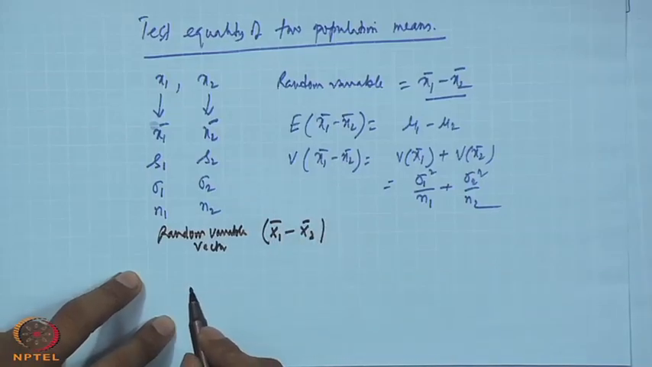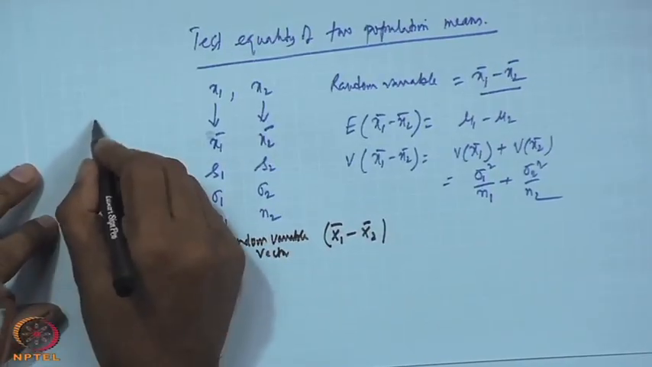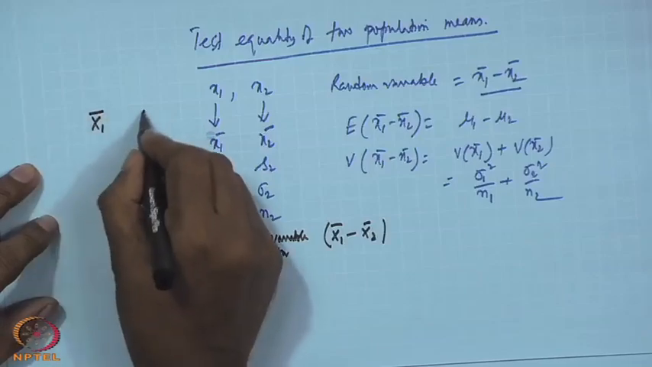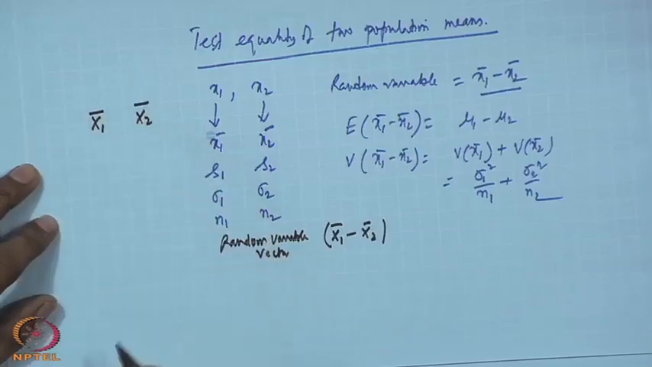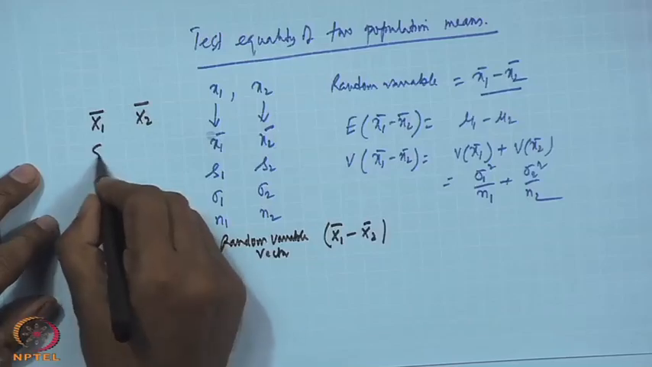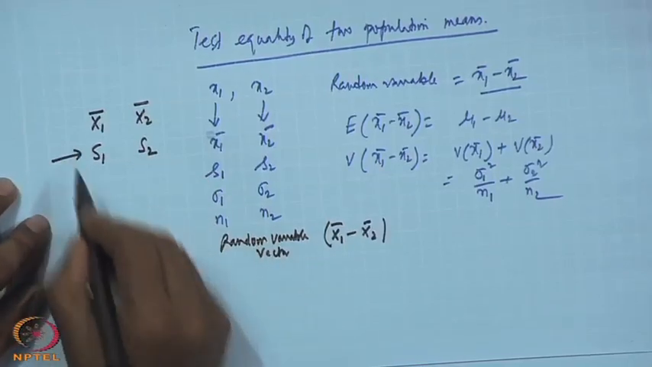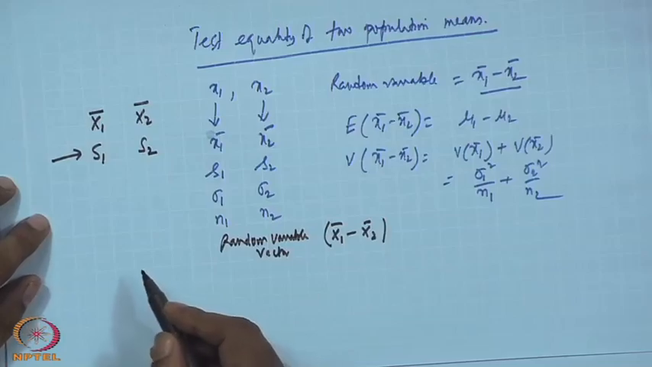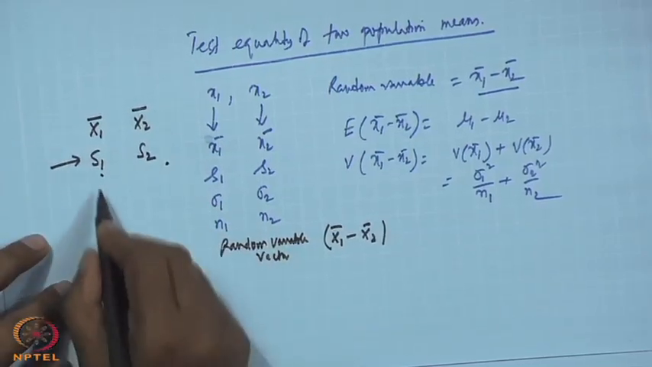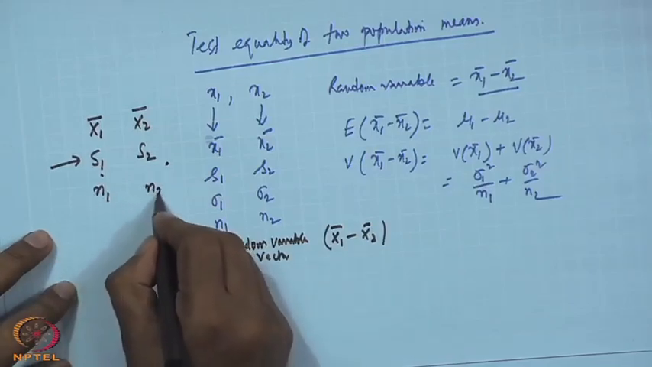Yes, and your population is like this. So what happened: you have x1 bar from the first population, x2 bar from the second population, again these are all p variable case. Then you have computed S1, you have computed S2. What are these things? Covariance matrix for population 1, covariance matrix for population 2, and you know that the sample sizes are n1 and n2.